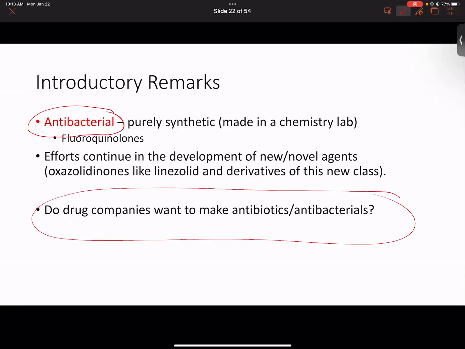If you're in the pharmaceutical industry, do you want to be messing around with antibiotics? Do you want to invest a lot of time and resources into antibiotic development? Probably not. Why not? Yeah, Kristen. It's a one and done. Oh my gosh, yeah, pretty much. Use it and lose it, right? You use it, you're going to lose it. That's the problem with antibiotics.